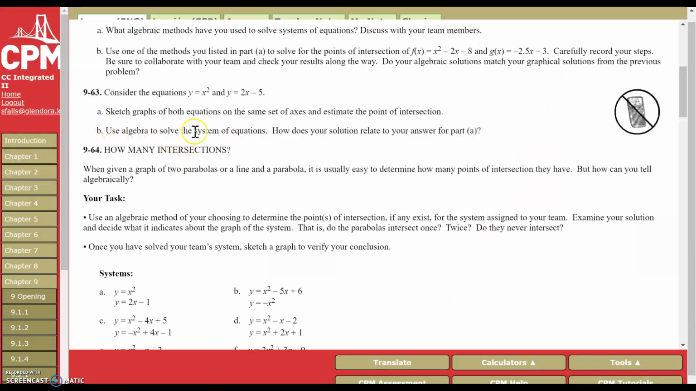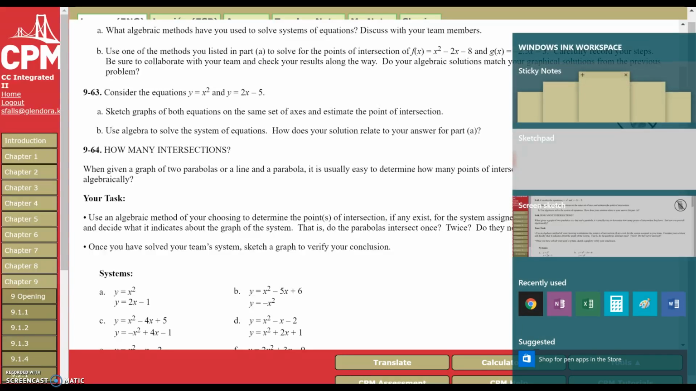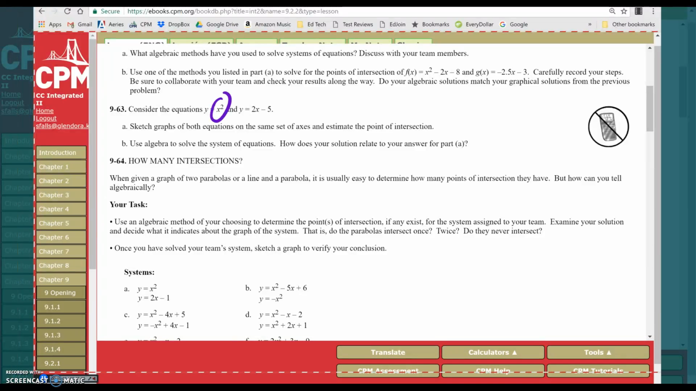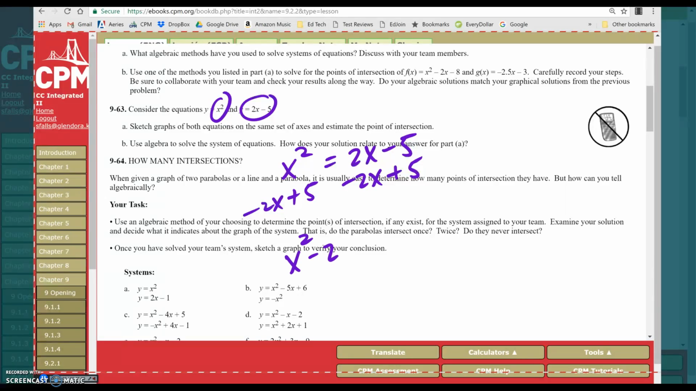All right, and then it says use algebra to solve a system of equations. Well, y is equal to both expressions, x squared and 2x minus 5. So I'm going to set them equal to each other, the equal values method. So let's say x squared is equal to 2x minus 5. You guys should know that we should be setting this equal to 0 and keeping x squared positive. So I'm going to subtract 2x and add 5 to both sides. And then when I rewrite it, I'm going to have x squared minus 2x plus 5 equals 0.